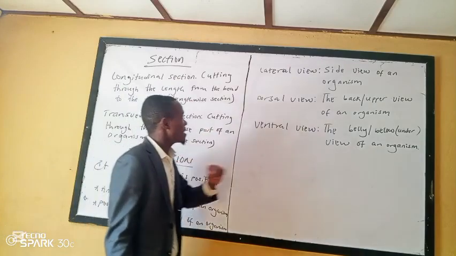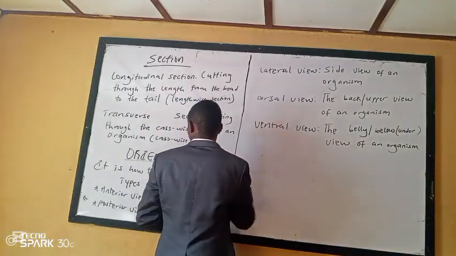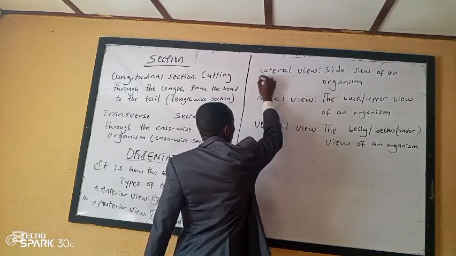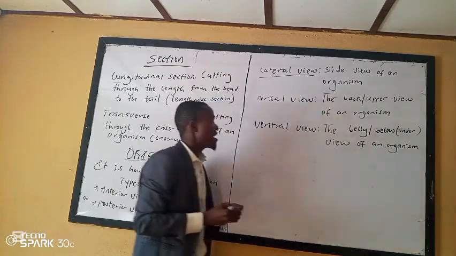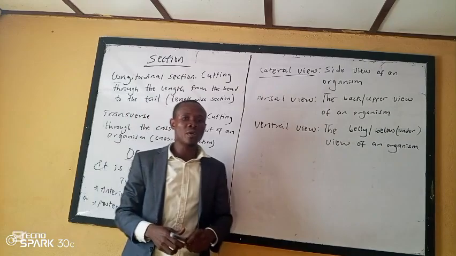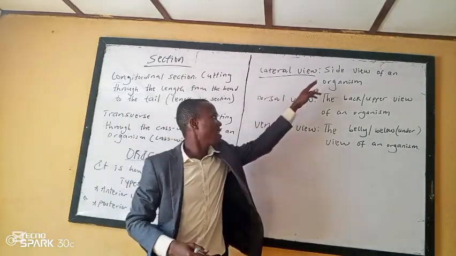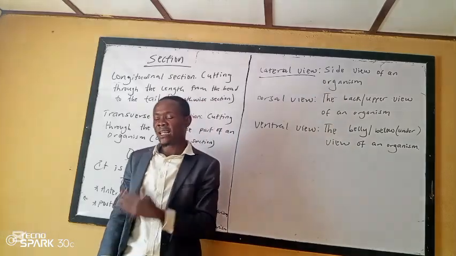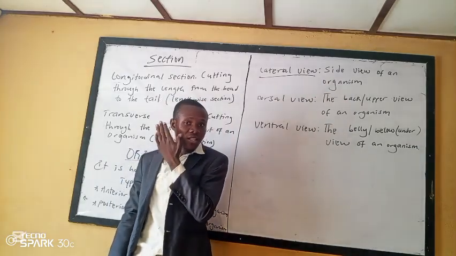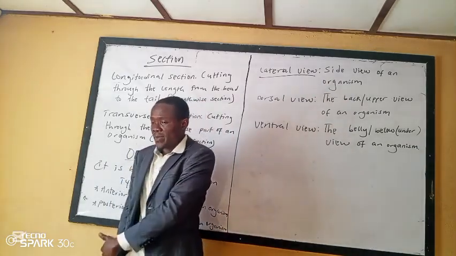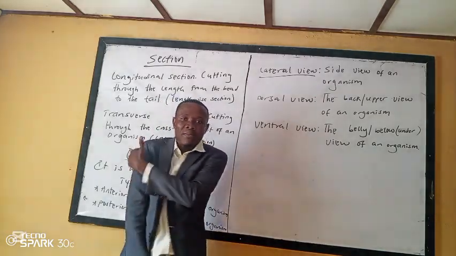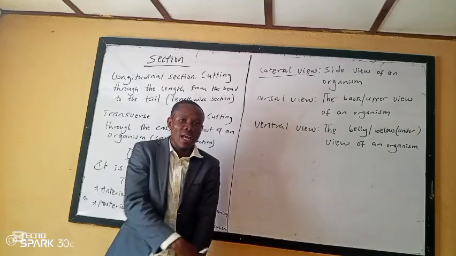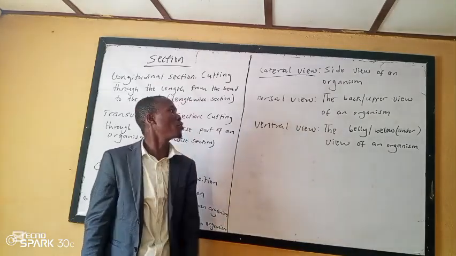So the next type of orientation that we are going to talk about is the lateral view. The lateral view talks about the side view of an organism. That means if you are being asked to draw the lateral view of me, you draw this part or you draw this part. My side here or here is what you have to draw.